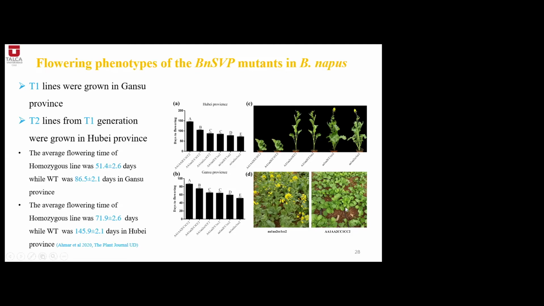You can see this is the same date, same plant age. This is the wild type plant, and this is the homozygous quadruple mutant plant, and the plant ages are the same. You can see that after the knockout, this also boosts the height and the flowering and everything. So this is our phenotypic observation.